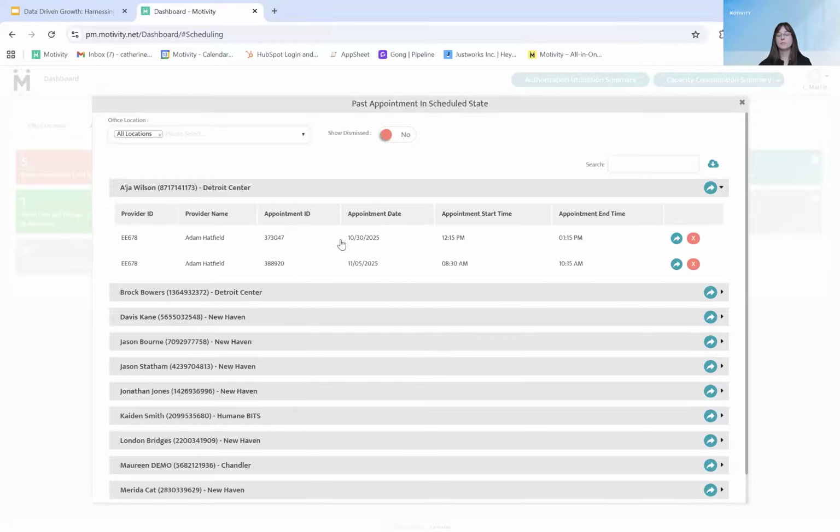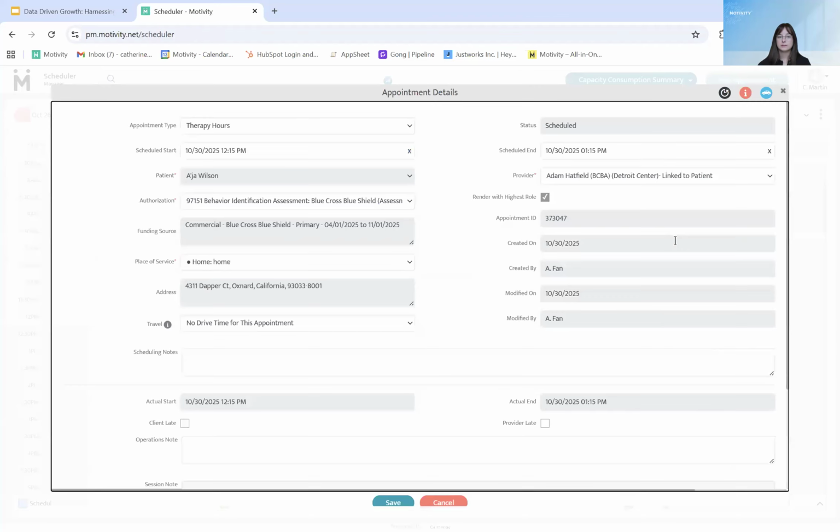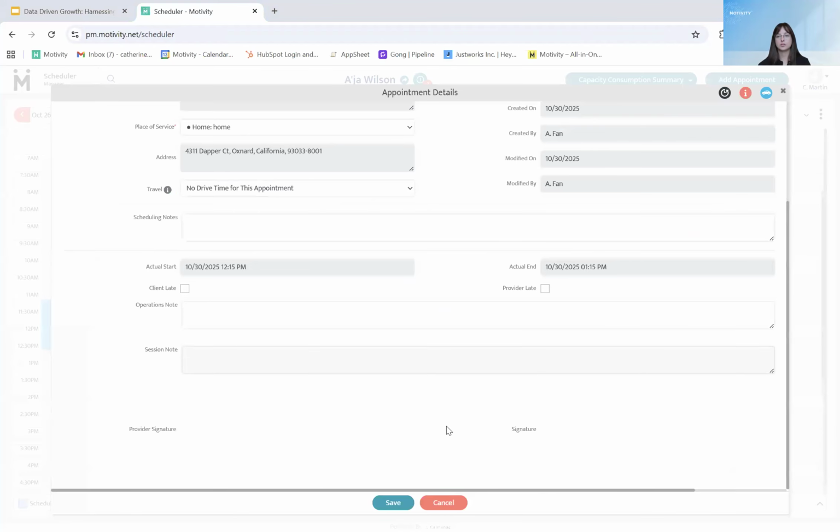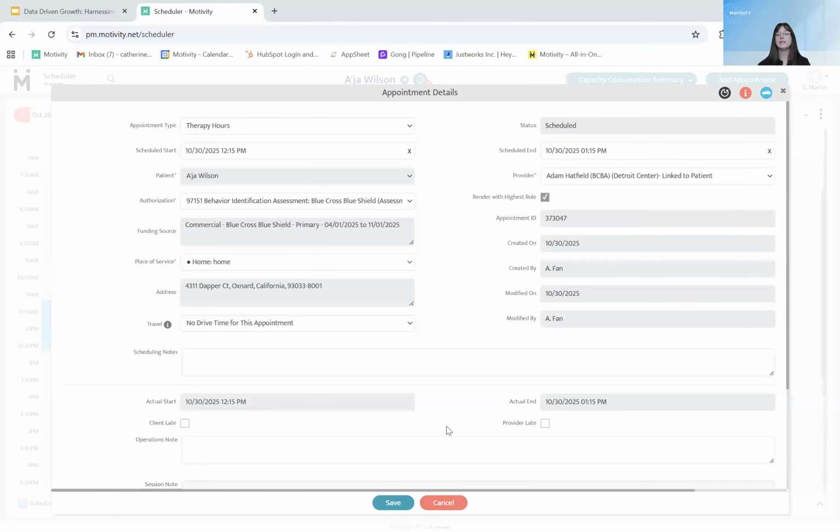So here I can see an appointment from 10:30, and maybe from a conversation with this clinician, I know that this should be canceled. I can direct to this specific appointment, I can look at the information I need to, and then I can make an informed decision, whether I need to actually adjust it or if I need to go in and cancel it from here.